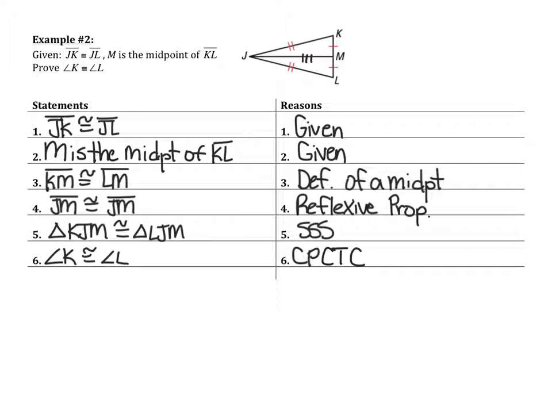are congruent. So again, CPCTC, corresponding parts of congruent triangles are congruent. And once again, we had to state that the triangles were congruent before we could use CPCTC. Our proof is done, so we'll use our 2 tick marks to indicate that.